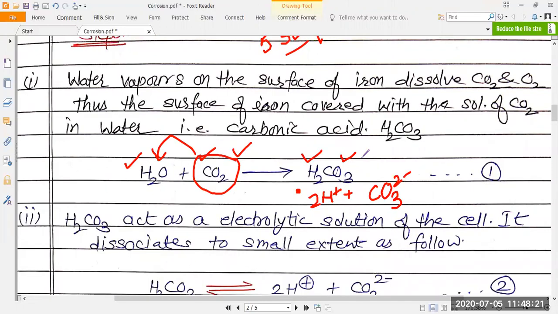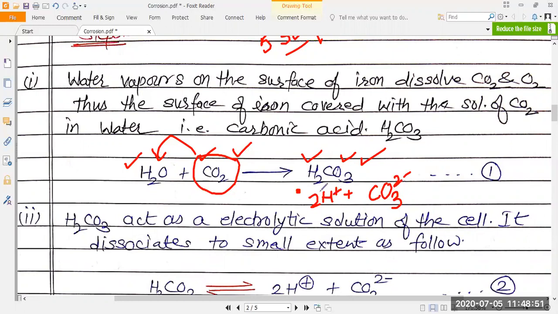So here the carbonic acid acts as an electrolyte for the electrochemical cell. We know, dear student, in electrochemical cells there are two terminals, or we can say two electrodes, and the two electrodes are the anode and the cathode. The anode is that portion of the electrochemical cell where oxidation takes place, and the cathode of the electrochemical cell is that terminal where reduction takes place.